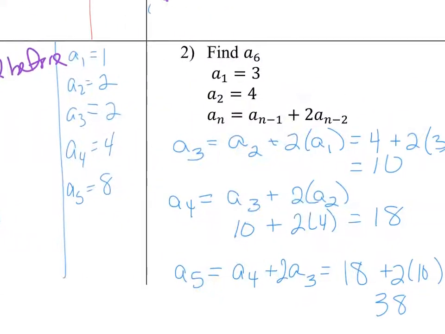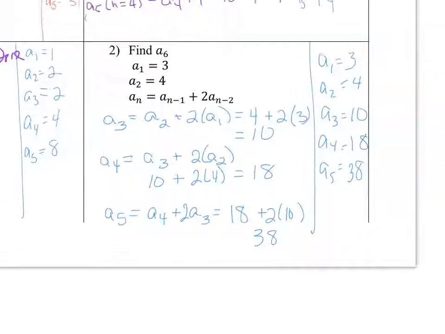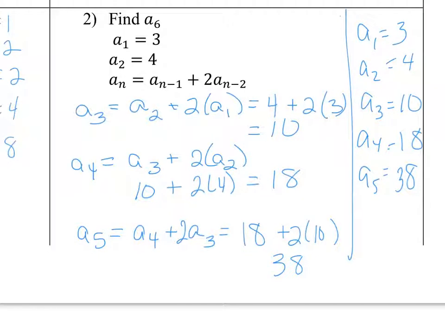And then finally, this one right here, same deal. This one is the term before, and this one is 2 terms before. So that's why they have to give you 2 to start, and that means you only have to find 3.